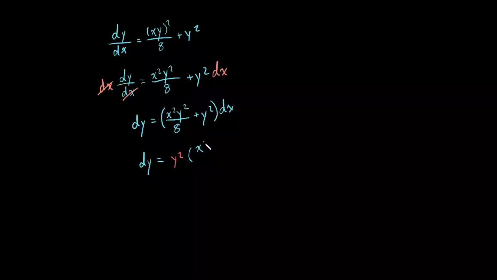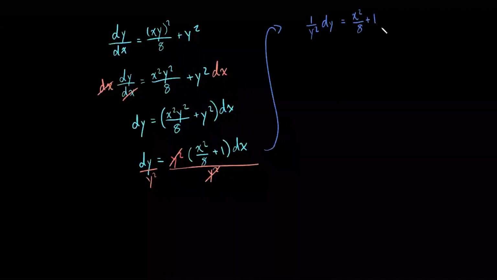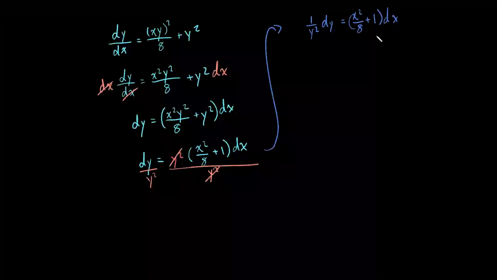So what we're left with is x squared divided by 8 plus 1, all times dx. Now we can divide both sides by y squared. What we're left with is 1 over y squared times dy is equal to x squared divided by 8 plus 1, all times dx. Now this is something we can actually integrate, because we've separated our variables into two separate terms, each containing only x or only y.